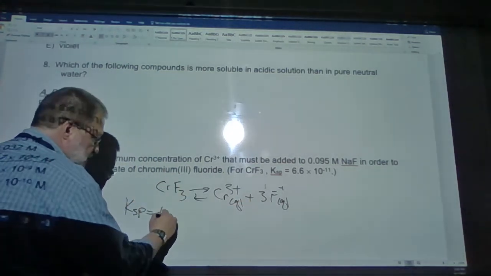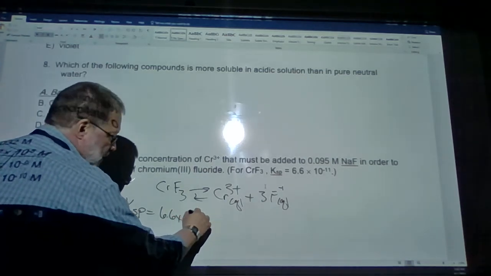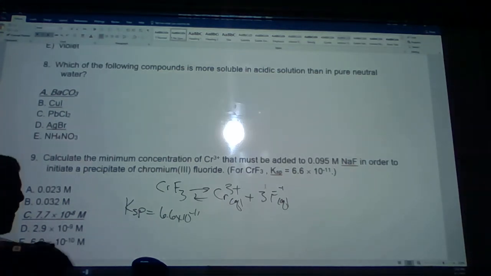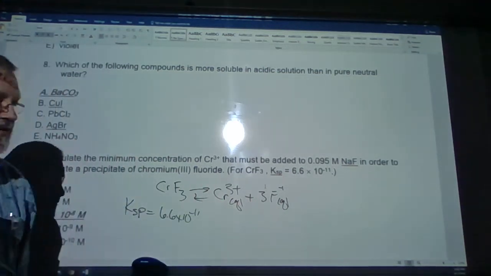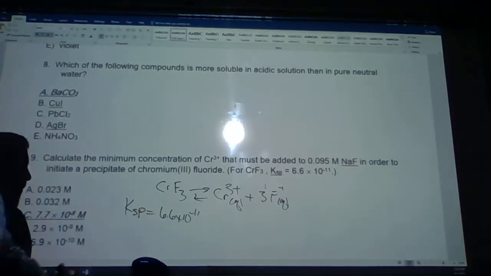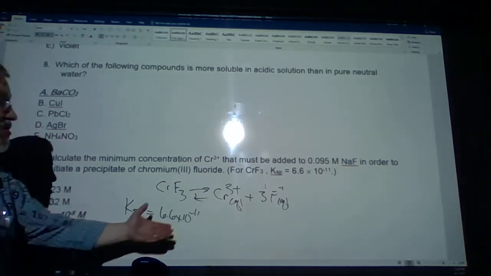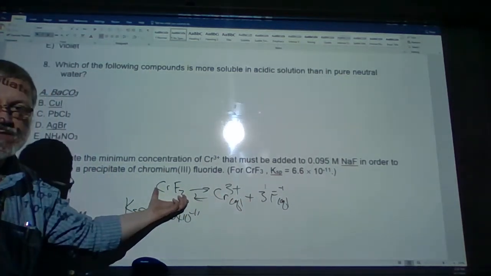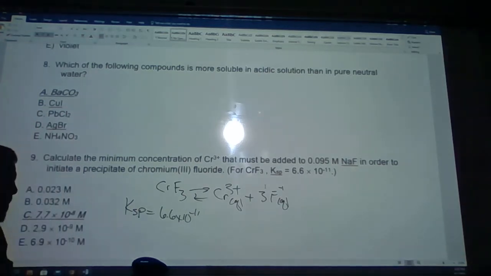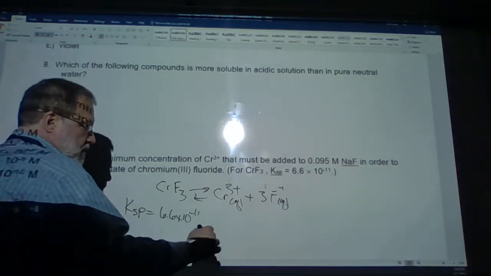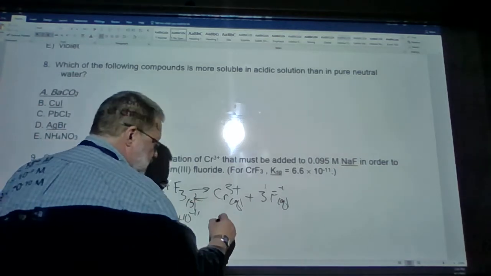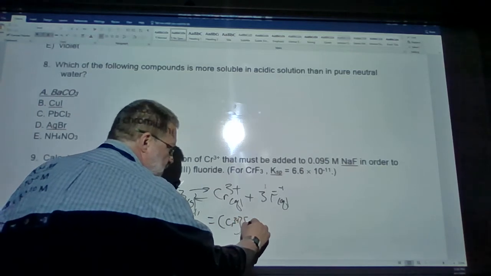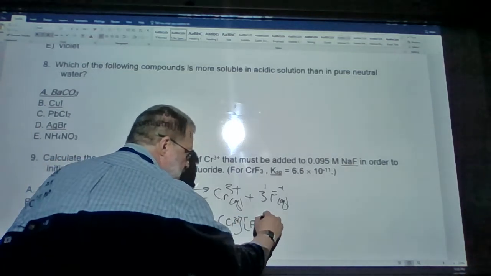The KSP for this is 6.6 times 10 to the minus 11th. So when the concentration of your chromium and the concentration of your fluoride reach a value of 6.6 times 10 to the minus 11th, which is not very much, you can't get any more of the ions in solution, so this doesn't dissolve. So the KSP is equal to the concentration of your chromium times the concentration of your fluoride cubed.